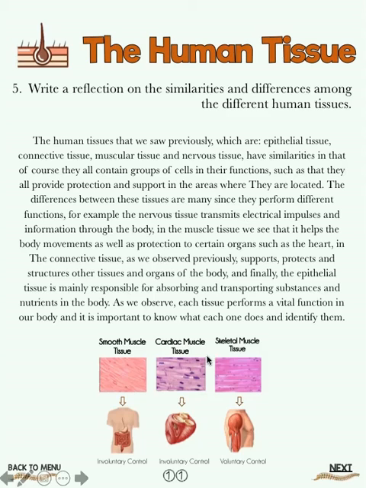In the muscle tissue, we see that it helps the body movements as well as protection to certain organs, such as the heart. In the connective tissue, as we observed previously, it supports, protects, and structures other tissues and organs of the body. And finally, the epithelial tissue is mainly responsible for absorbing and transporting substances and nutrients in the body.